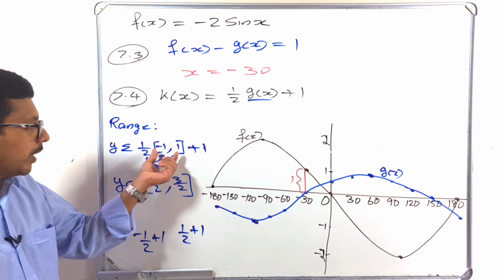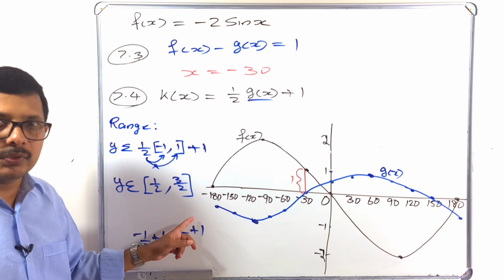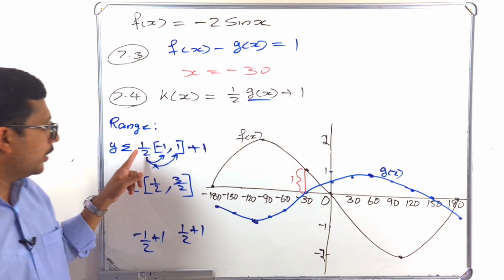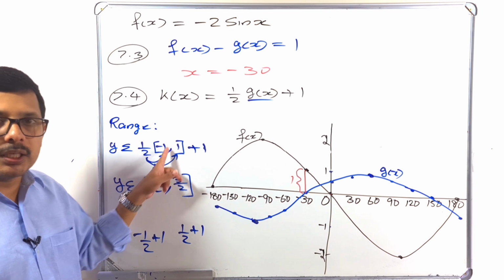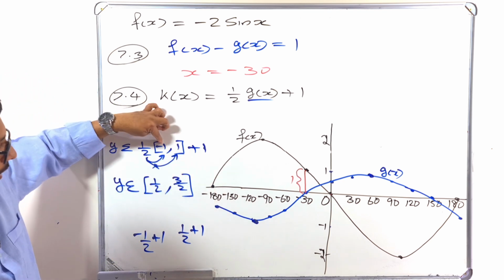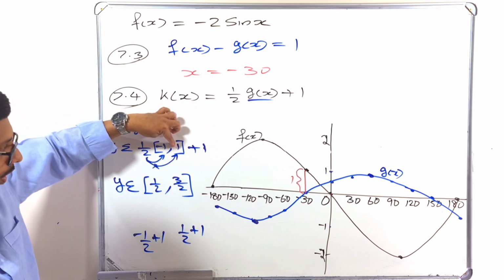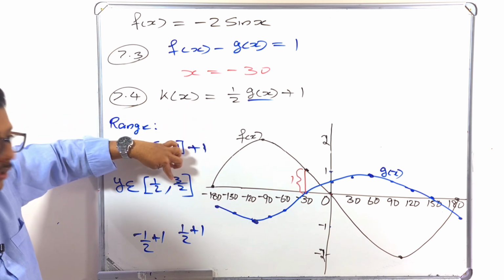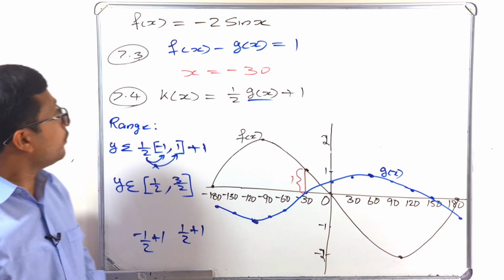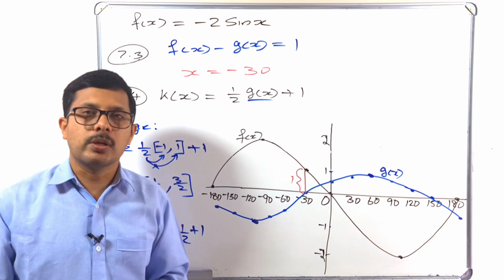Okay, so this minus 1 to 1 is the range of the normal g of x graph. Then since here it is half g of x plus 1, we can write half times minus 1, comma, half times 1, plus 1. Half times minus 1 is minus half, plus 1, that is this half. Half times 1 is half, plus 1 is 3/2. So the range of k of x is this one. Okay, so that is question number 7.4, and now let's move to question number 8.